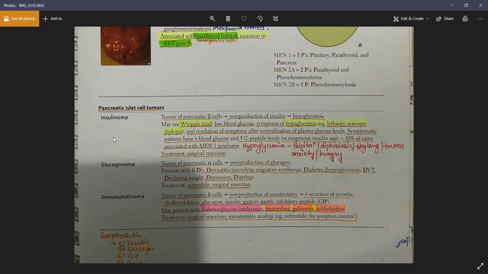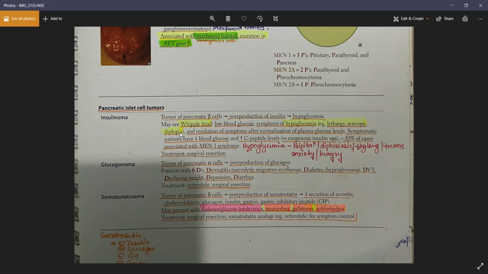Same cells that have high oxygen demand, like Purkinje cells. Yes, hippocampus, exactly. Step 1 can ask you this also. Whenever you have a hypoglycemic episode, the first center in the brain to be damaged is the hippocampal cells or the Purkinje cells. Okay, it's very important to note that.